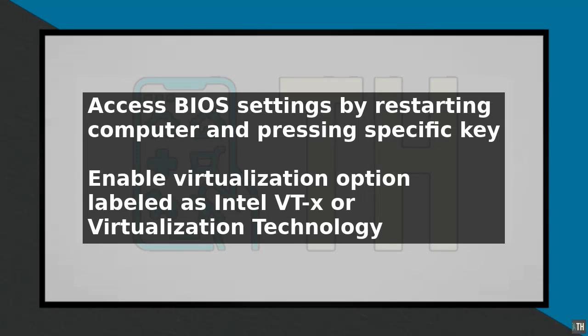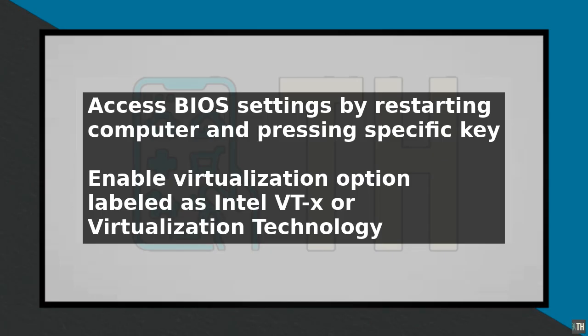To enable virtualization in Windows 11, you need to access the BIOS settings and the Windows features. Start by restarting your computer and entering the BIOS settings, which is usually done by pressing a specific key such as F2, F10, or Del during the boot process. The exact key may vary depending on your computer's manufacturer, so check your manual if you are unsure.